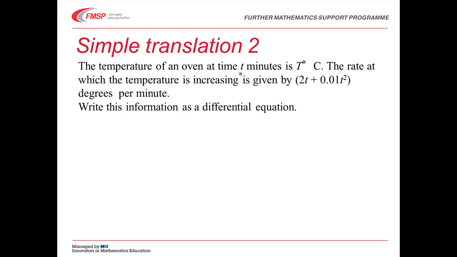Now you need to take care here. We've got temperature and time. Time with a small t, temperature with a capital T. Now you know why your teachers have been nagging you all these years about making sure that your small letters and your capital letters are consistent. In maths, a small t and a capital T are as different as a T and a U. So, taking care. The rate at which the temperature is increasing, that's dT by dt, is given by, equals 2t plus 0.01t squared.